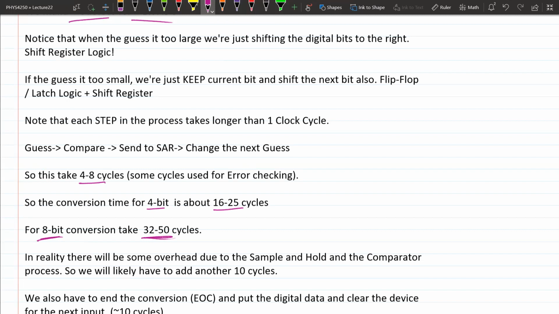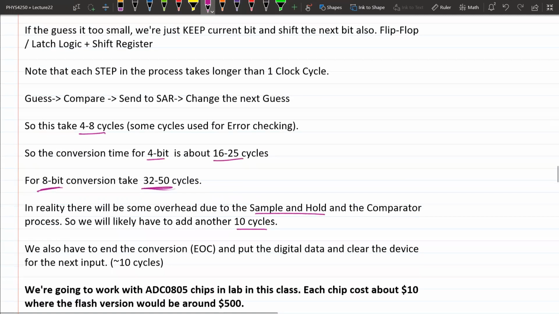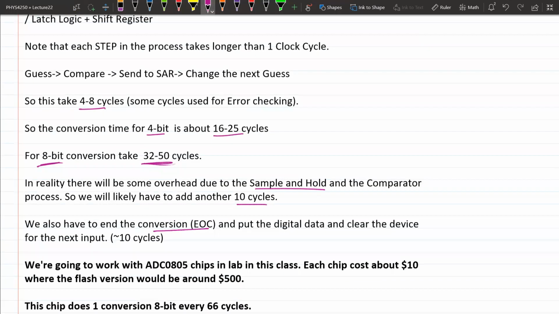There are even other things on top of it. We haven't talked about the sample and hold yet. That also takes some additional cycles. There's also the end of conversion signal. You have to tell whatever you're sending the signal out to, I'm done with this conversion, I'm ready, the digital signal is now ready to be read out. So read out all the digital binary numbers, and then it has to clear that register. That'll take an extra cycle for that to happen.